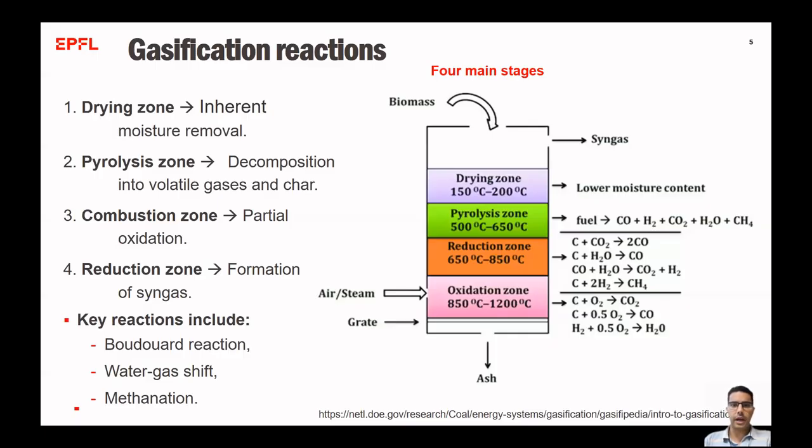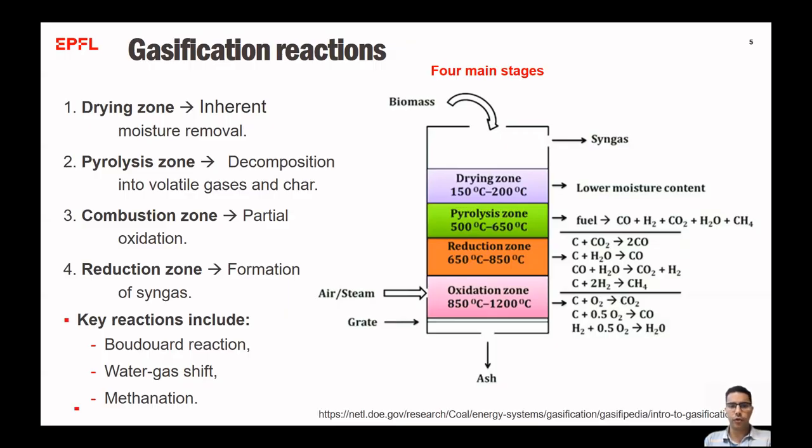In the gasification reactions, we can identify four main steps, in which the biomass is first dried between 150 and 200 Celsius, where the moisture content is removed from the carbonaceous material. It is then sent to the pyrolysis zone. There, the decomposition of the already dry biomass into volatile gases and char occurs. Afterwards, we have a conversion zone where we have a partial oxidation of the char and the gases that have been produced.